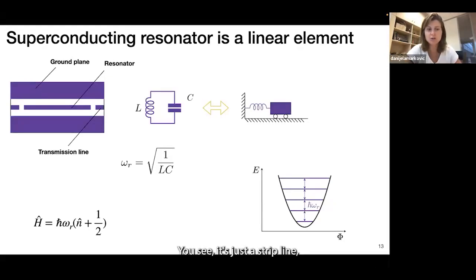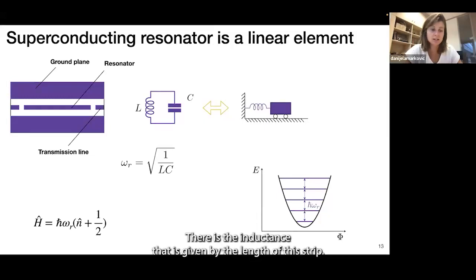You see it's just a strip line, the one in the middle, that is surrounded by a ground plane. Now this is an LC oscillator. There is the inductance that is given by the length of this strip. It's a metallic cord. And there is a capacitance with the ground plane around it. So this really behaves as a mass attached to a spring, an oscillator.